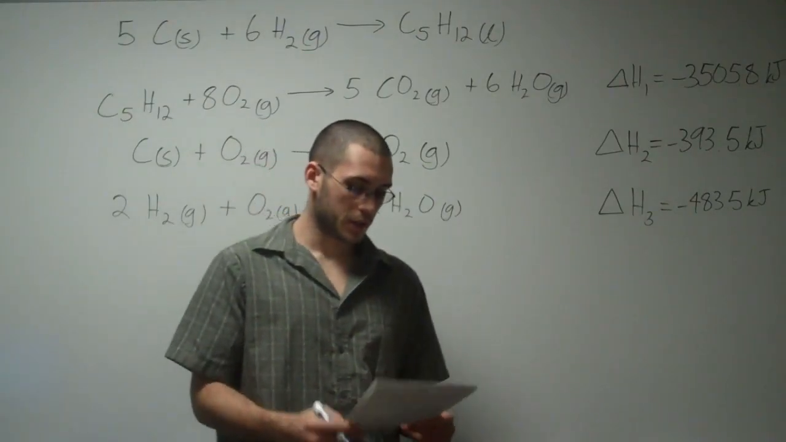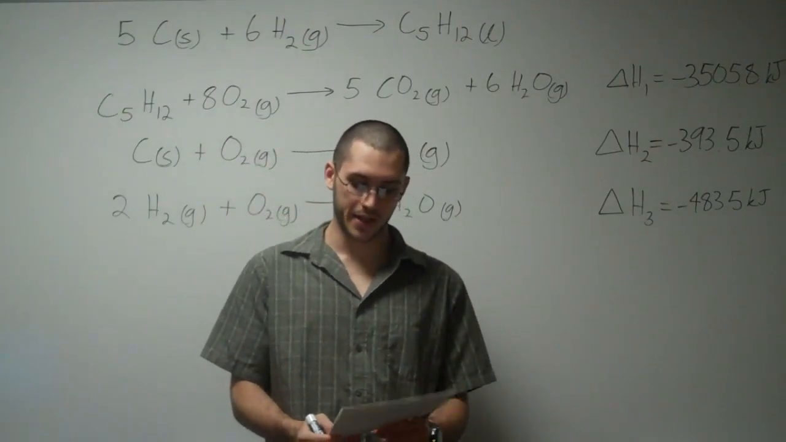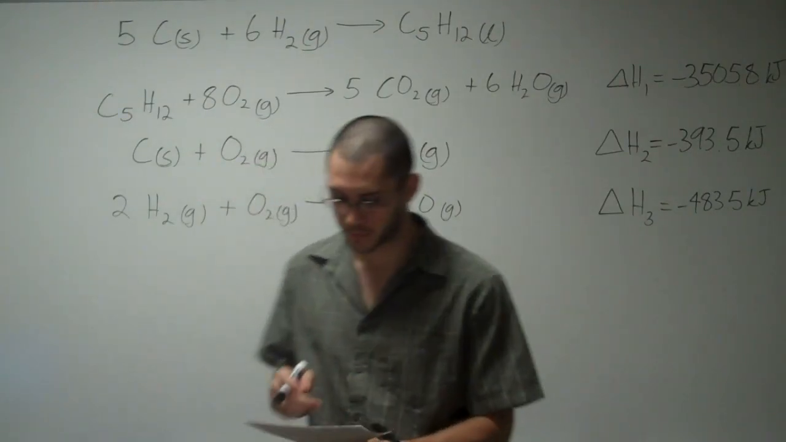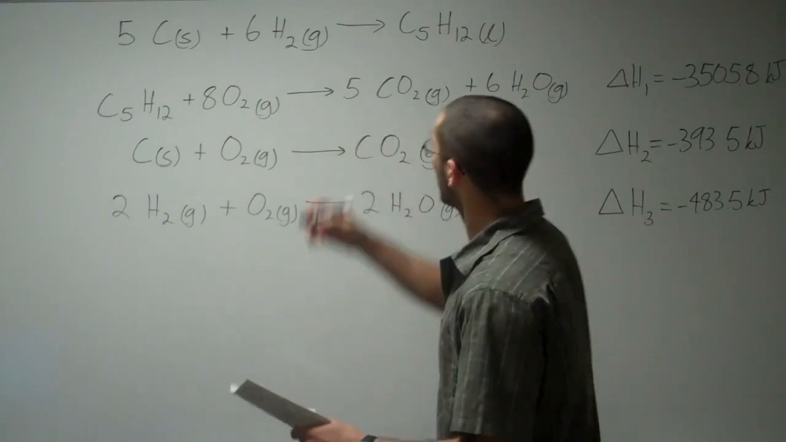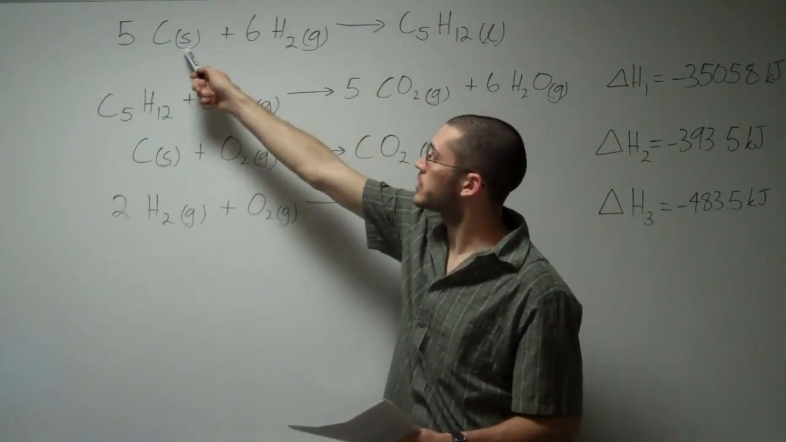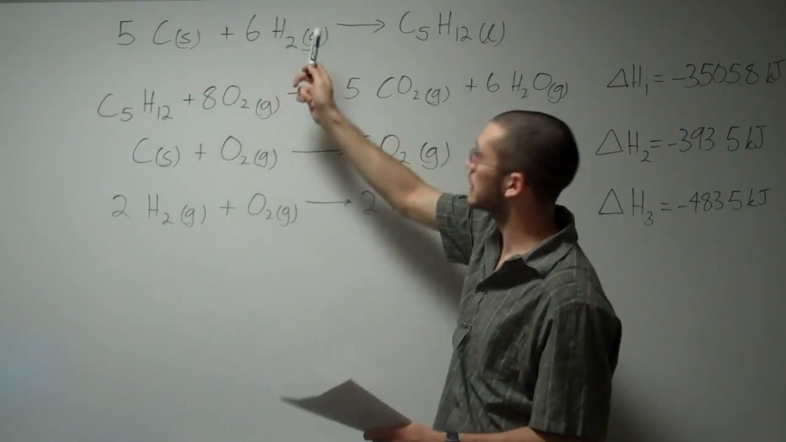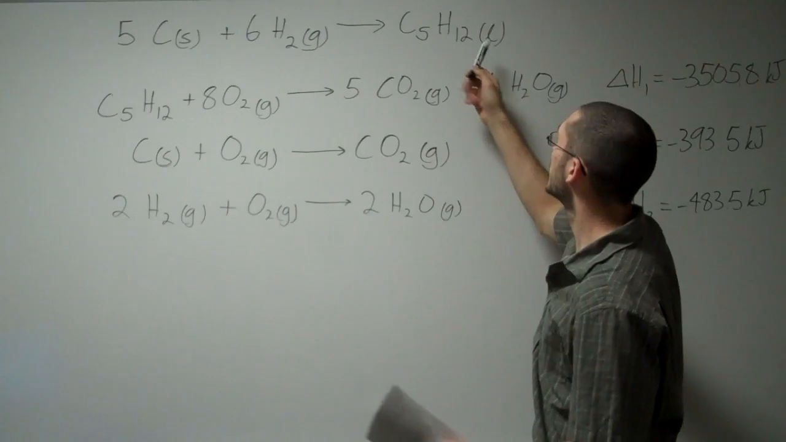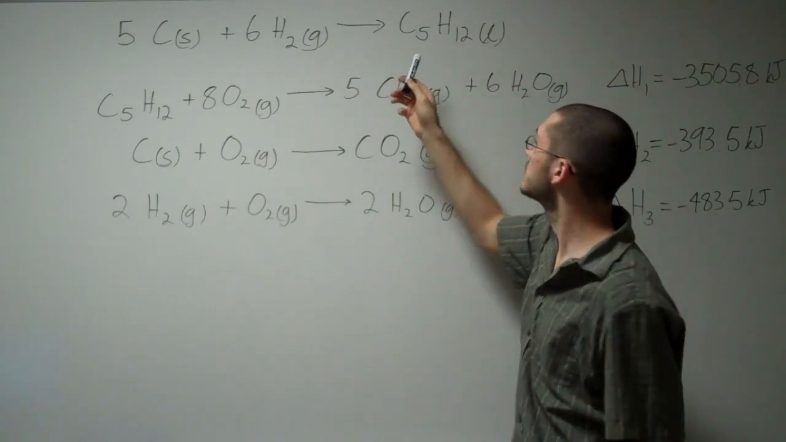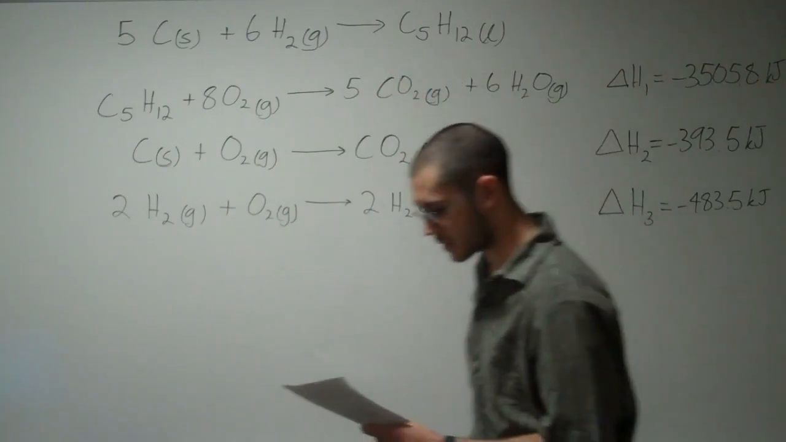Number 12 says, use Hess's law and the following data to determine the value of delta H reaction for the following reaction. For this reaction, 5 solid carbon plus 6 gaseous hydrogen yields C5H12 liquid. Now, I'm going to call this thing pentane, because that's what it is.